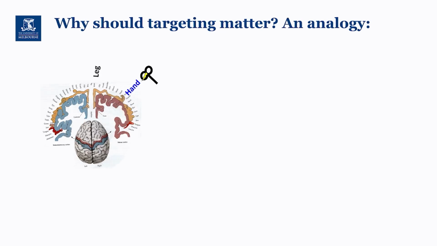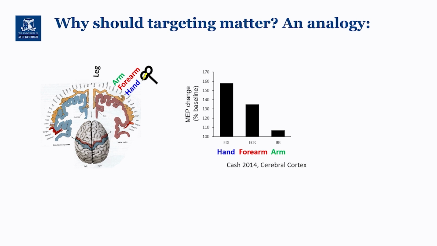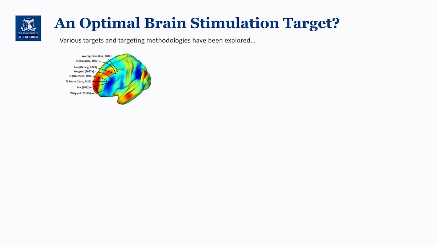Here's an example, an analogy. We know that for the motor strip, there are very specific areas that are responsible for particular motor functions. And so the analogy here is that for the DLPFC, we also need to, rather than looking at the DLPFC as a whole, focus on specific areas of the DLPFC.